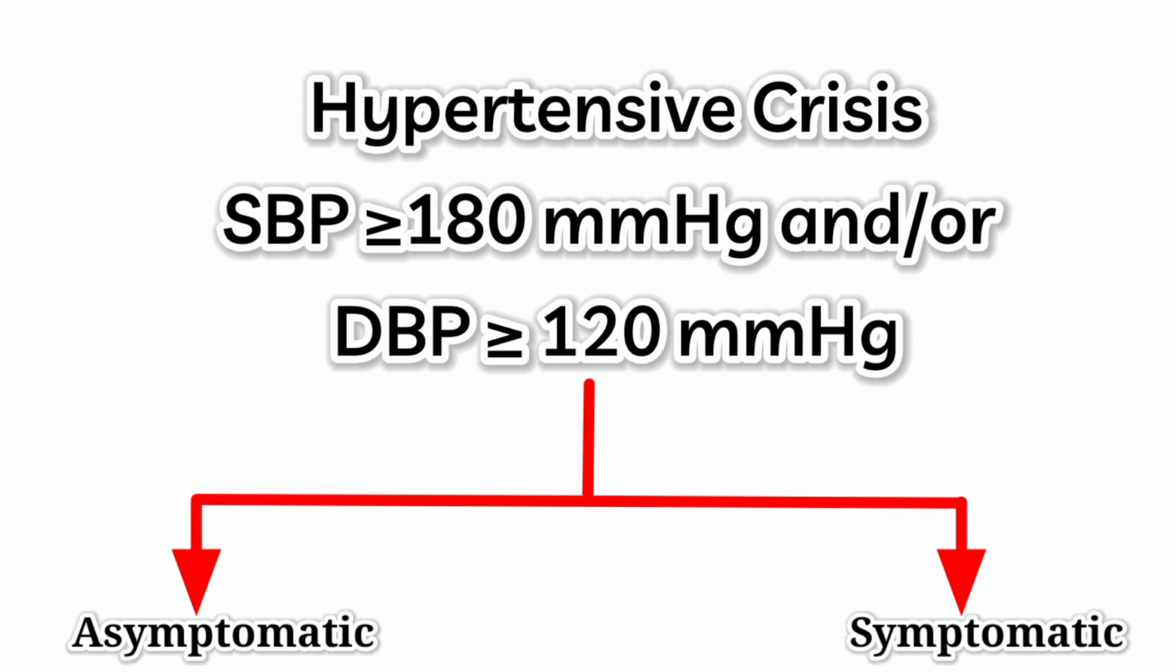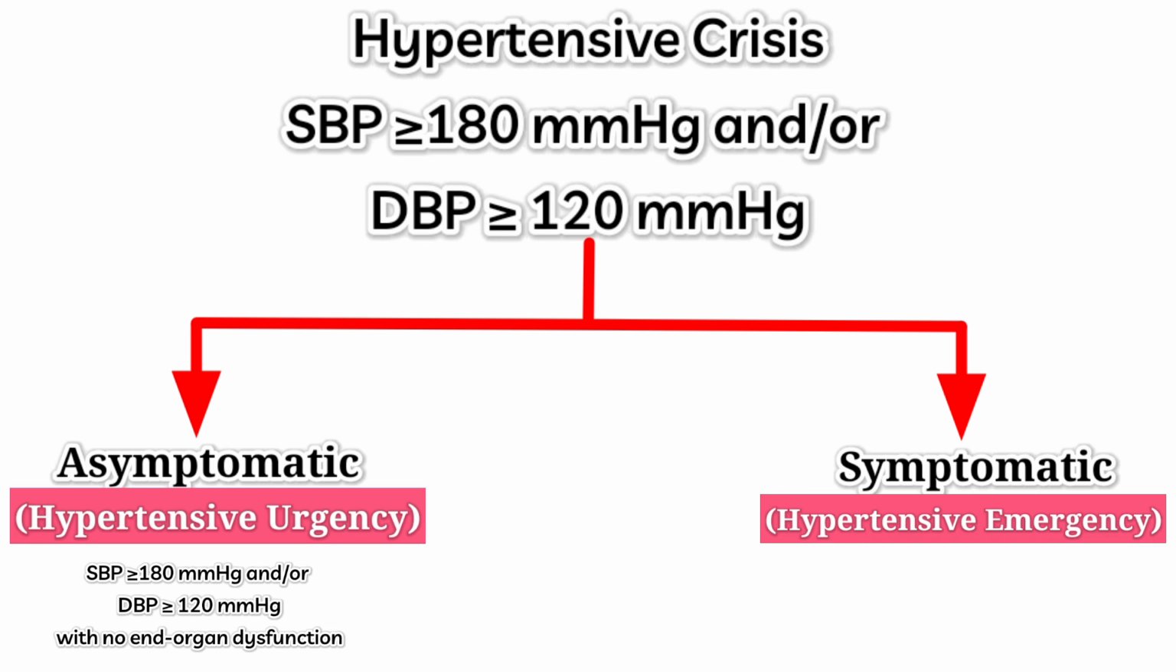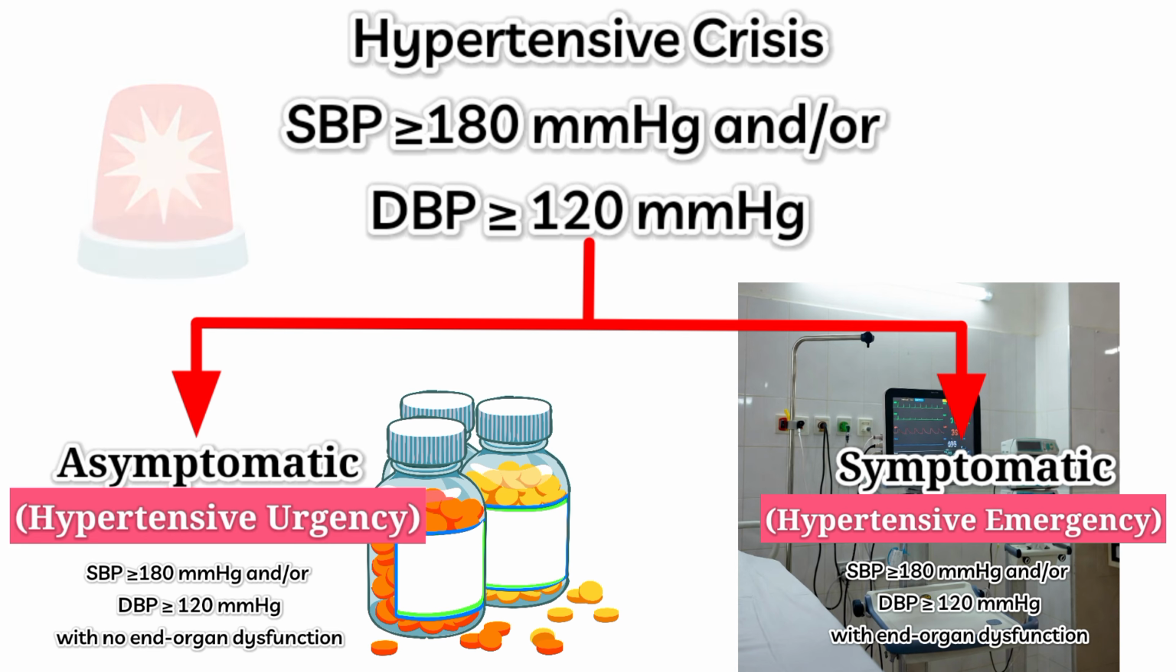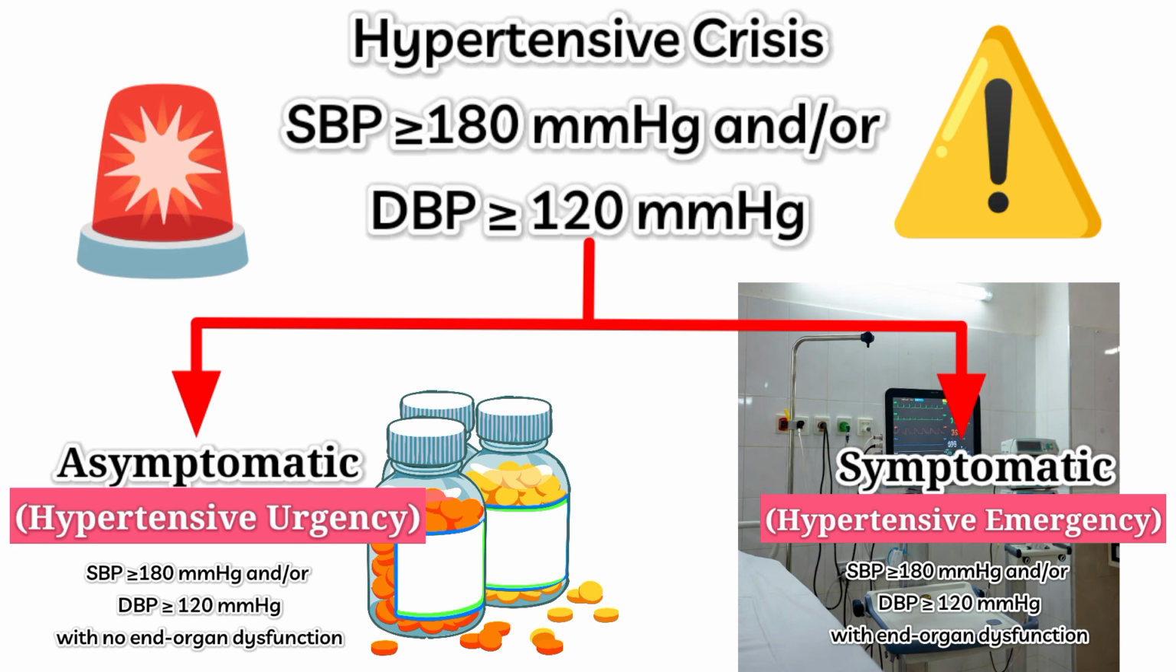Hypertensive crisis is classified into two types: asymptomatic or hypertensive urgency, where there is no immediate end organ damage despite the higher blood pressures. And then we have symptomatic or hypertensive emergency, which involves acute damage to the key organs of the body like the brain, heart, or kidneys, and it requires immediate intervention. This classification will guide the treatment plans.